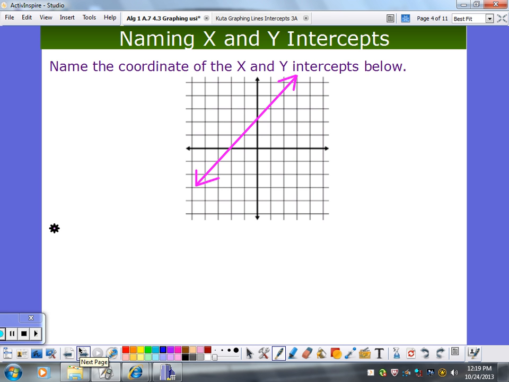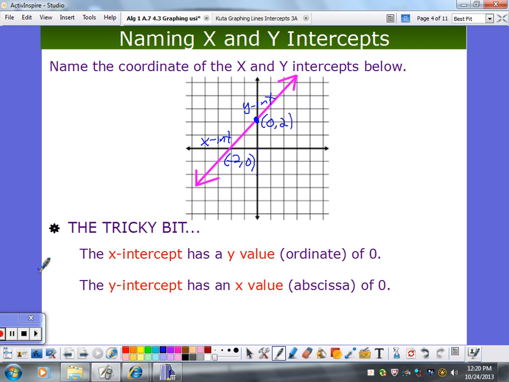So let's see if we can name them. I've got a graph here. Can I name the x-intercept? Where is the x-intercept? Well, what's the coordinate? It's negative 2, 0, right? Start here, go left 2, don't go up or down. That's the x-intercept. What about the y-intercept? Where is it? 0, 2. That says don't go left or right, that's 0, but go up 2. So there's my y-intercept. So I can see these by looking at a graph very easily, right?